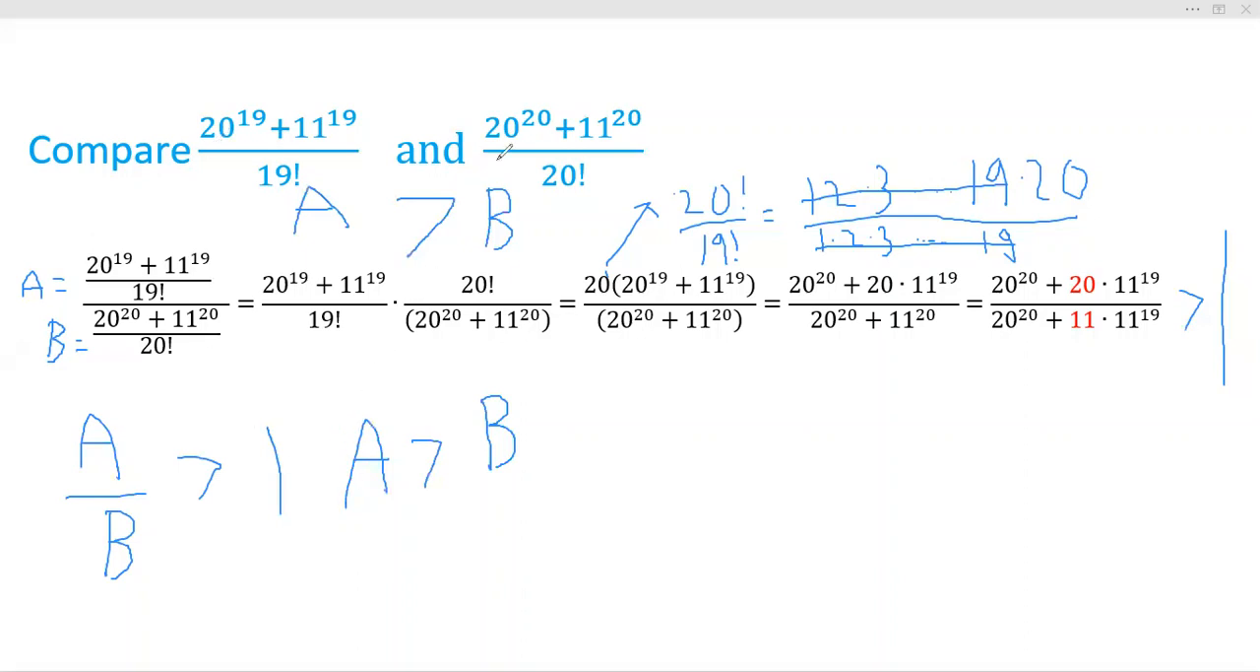I guess you could also have subtracted the two, and you could actually calculate the difference as some huge fraction. But I like this way better. So we have done the comparison, and we've come to the conclusion that the first fraction is greater than the second fraction. Hope you enjoy.